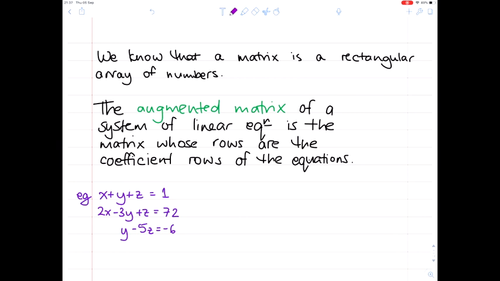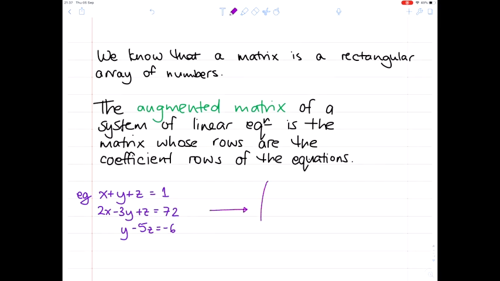So we looked at that and then said, well, it gets tedious working with the equations. It would be useful if we had a kind of shorter method. And so we introduced the idea of an augmented matrix. We know that a matrix is a rectangular array of numbers, and our augmented matrix is the matrix whose rows are the coefficient rows of the equations.